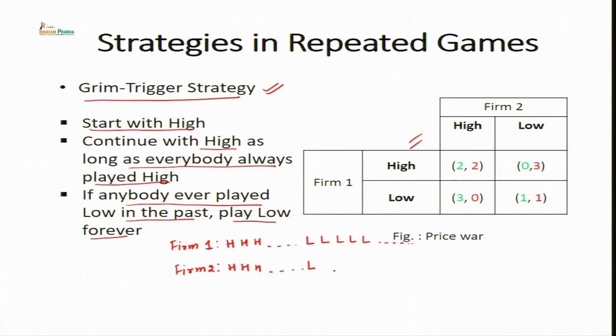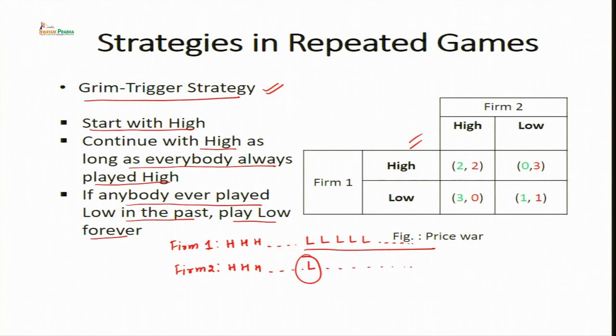No matter what firm 2 does here now. Once the opponent breaches the agreement, starts playing low in place of high in this example, then firm 1 will switch to L for the entire rest of the game. So, this is how we define these strategies in repeated games.